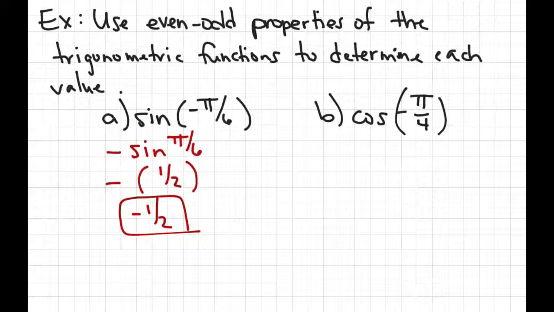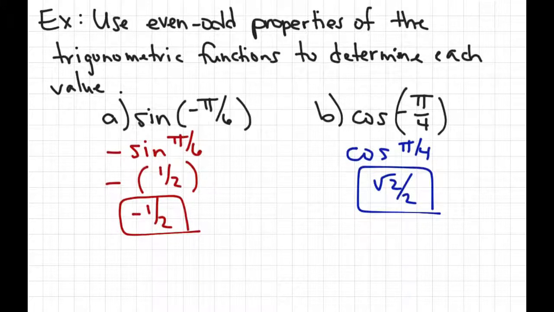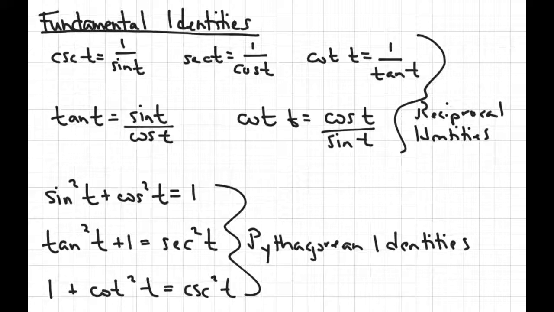For the cosine of negative pi over 4, remember that the cosine of a negative angle is the same as the cosine of that angle. So the cosine of pi over 4 is square root of 2 over 2, or 1 over the square root of 2. So let's do a little bit of review.